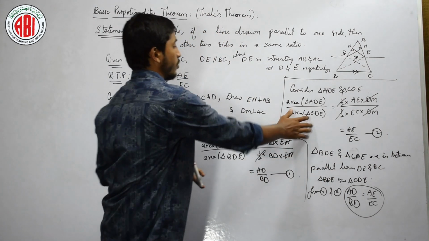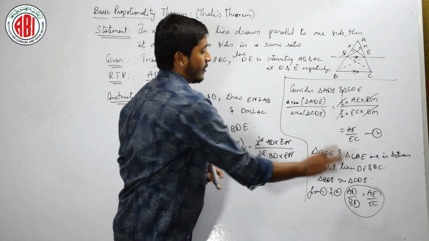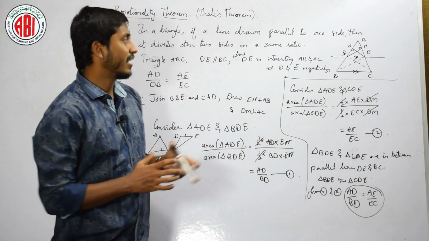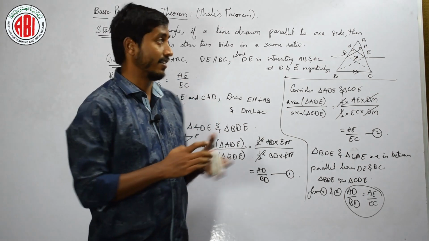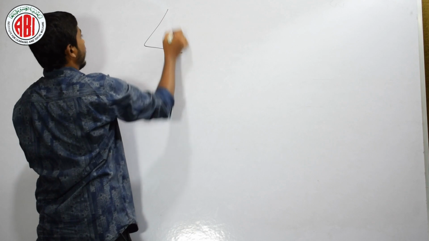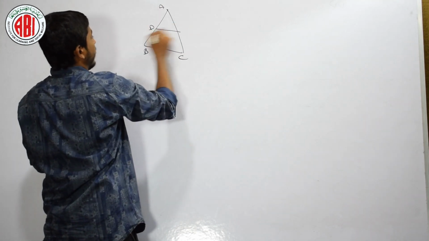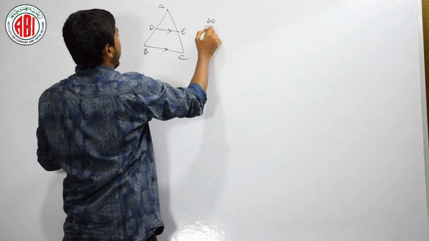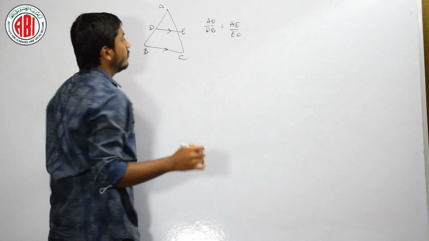From the first and second things, we can equate both and write it as AD by DB equal to AE by EC. Is it clear? From that conclusion, we can even extend the explanation. Let us see how to do that. Now see here, if a triangle ABC is given, with D and E such that DE is parallel to BC, the condition is AD by DB is equal to AE by EC.